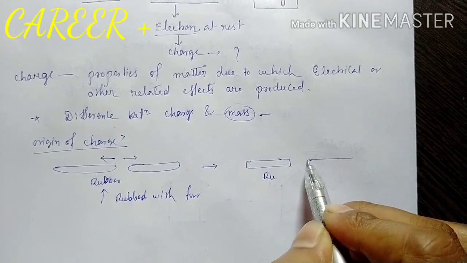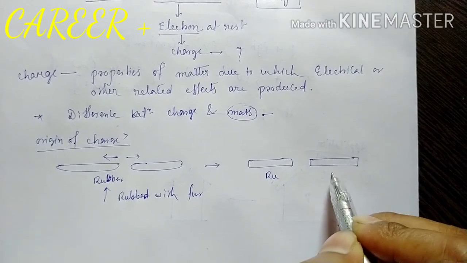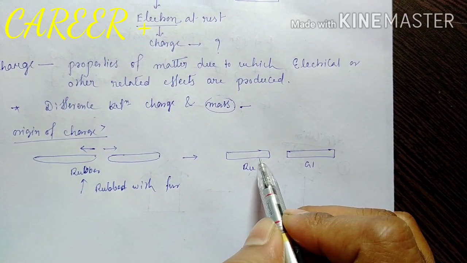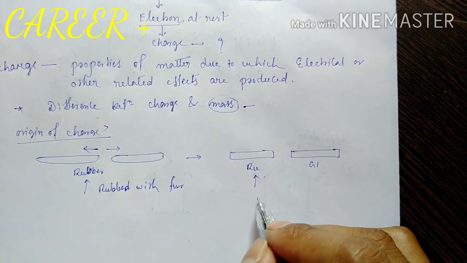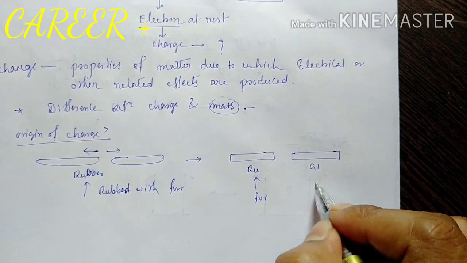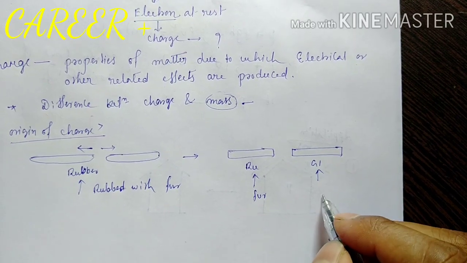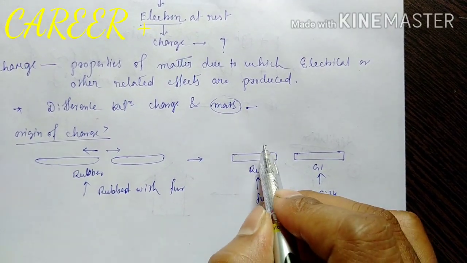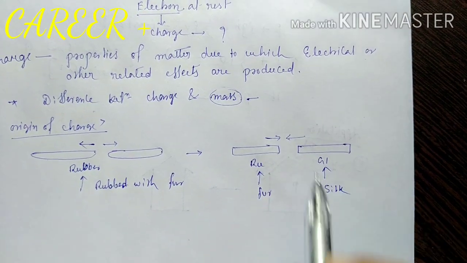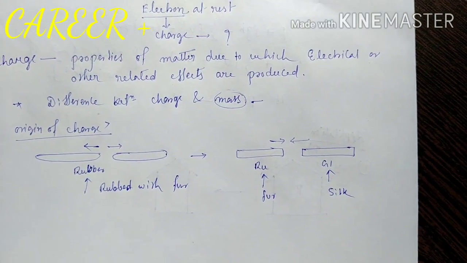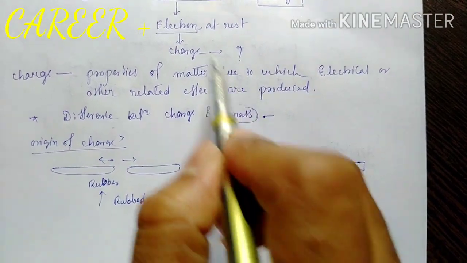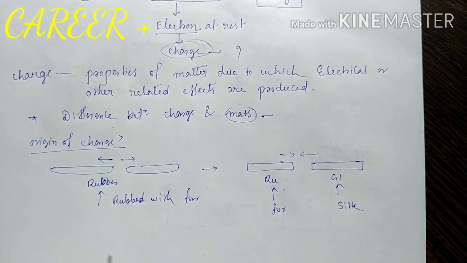And again, say one rubber rod and another glass rod. This is of glass, and in the same way it is rubbed with, say, fur, and the glass rod is rubbed with silk. Now it is very interesting, both are going to attract each other. This is the most important observation about the concept of charge.